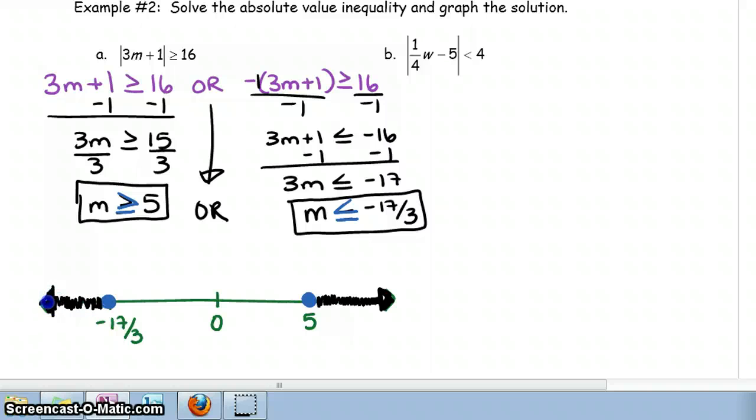And then we're going to go ahead and shade that side. So that is the graph of the solution that we have found. And as you can see, it's going in both directions, one direction or the other. I want you to go ahead and try B on your own for a second. Once you have it, in probably 10 seconds, I'm going to go ahead and have the answer up for you.